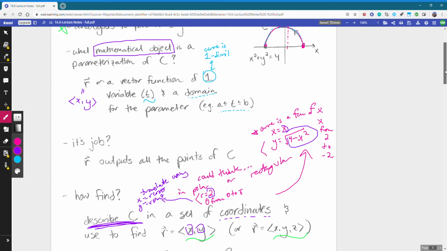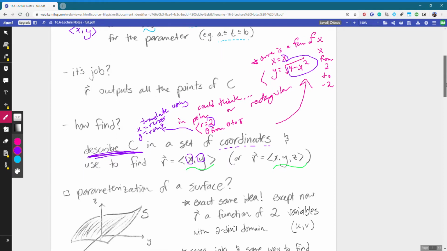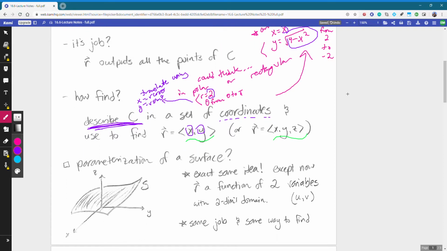The nice thing about parameterizations of a surface is that we have the exact same idea as we do for curves. We just have one dimension higher. A parameterization of a surface is still a vector function.